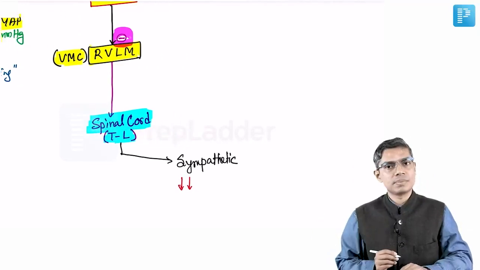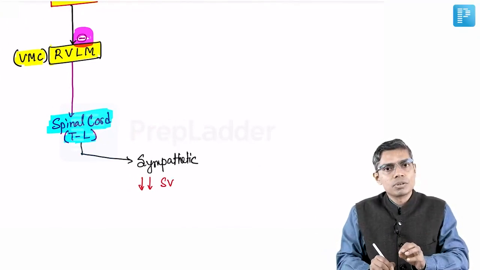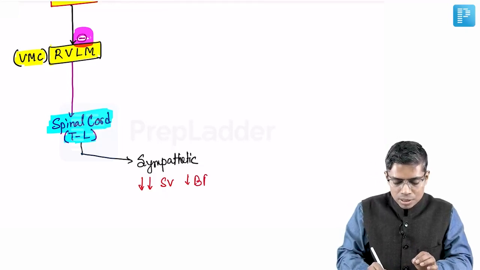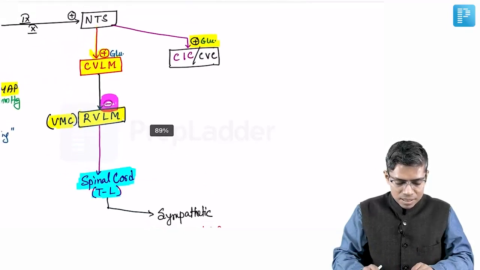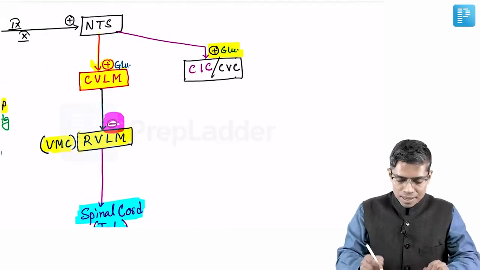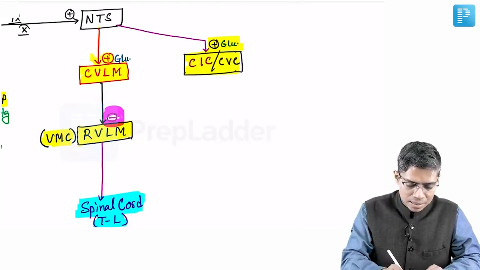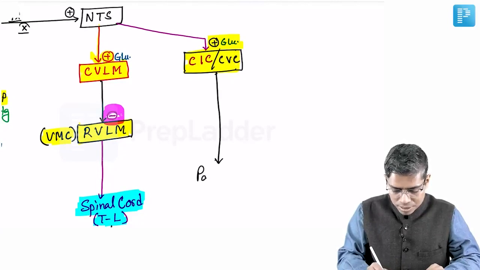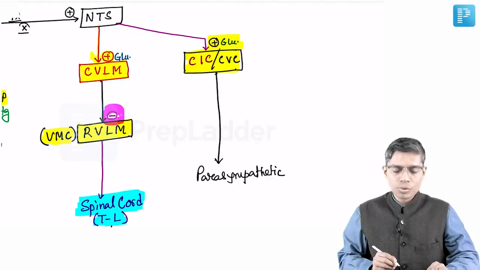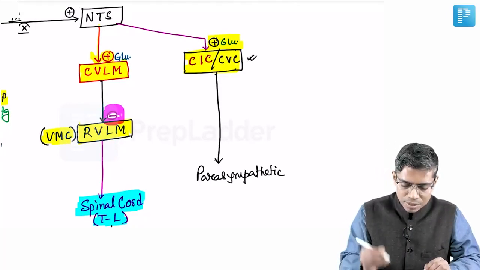If the sympathetic system is going down, we know that the stroke volume will go down, okay, and the cardiac output will also go down, and the blood pressure is going to be normalized once again. Getting my point? Same way, if you look at this center, other center, the CIC or cardiovagal center, this is the center from where the parasympathetic system originates. So this is parasympathetic system, right? So whenever your NTS is active, your CIC, that is this parasympathetic system, will be activated.